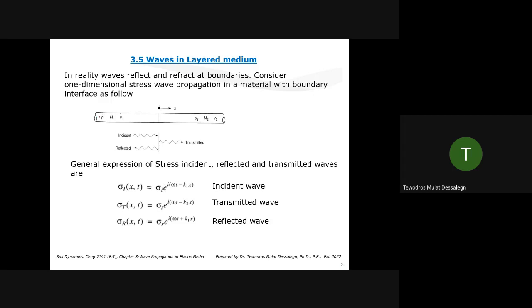Let's say that bar has a density ρ1, and let's say it has a constraint modulus of M1, which also means elastic modulus. And let's say there is a shear wave velocity of V. So if we consider this part of the bar as bar 1, and this part of the bar, let's say, they have different properties: different density, different elastic modulus or constraint modulus, and different shear wave velocity. If this happens, then you'll have wave reflection.